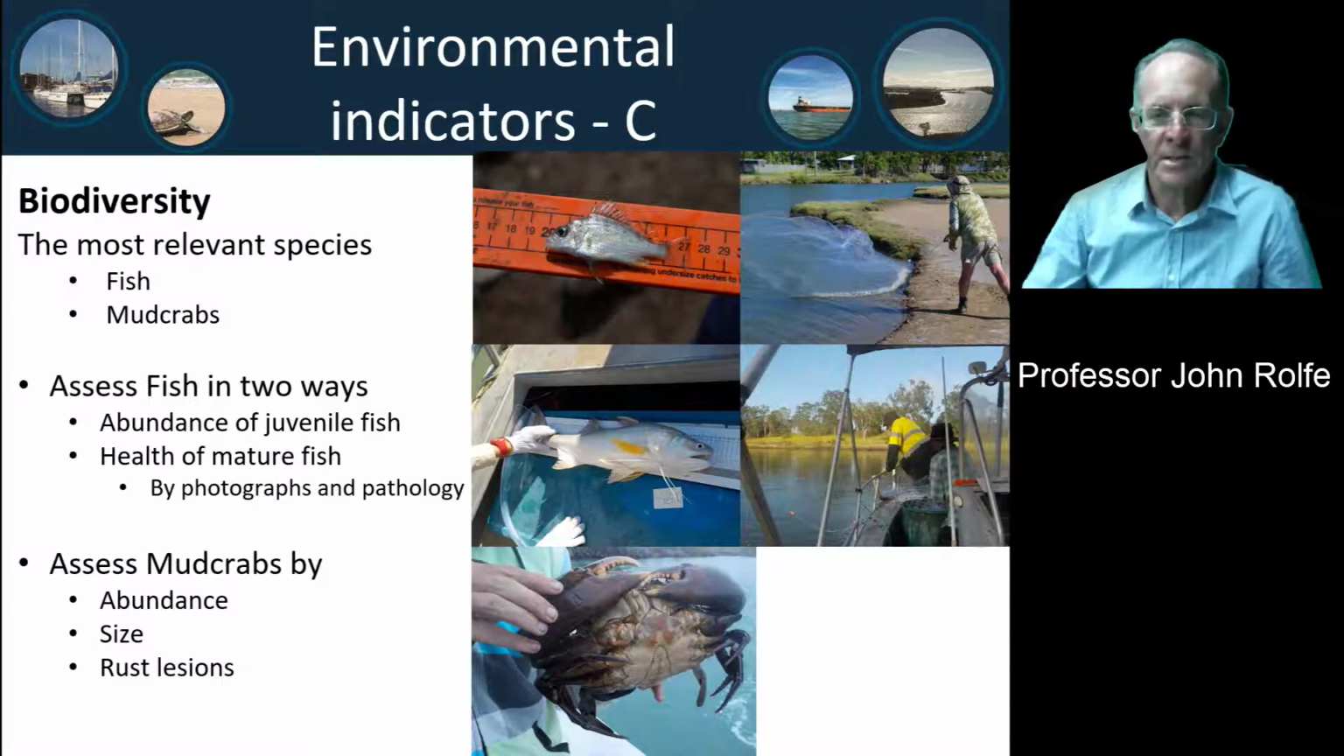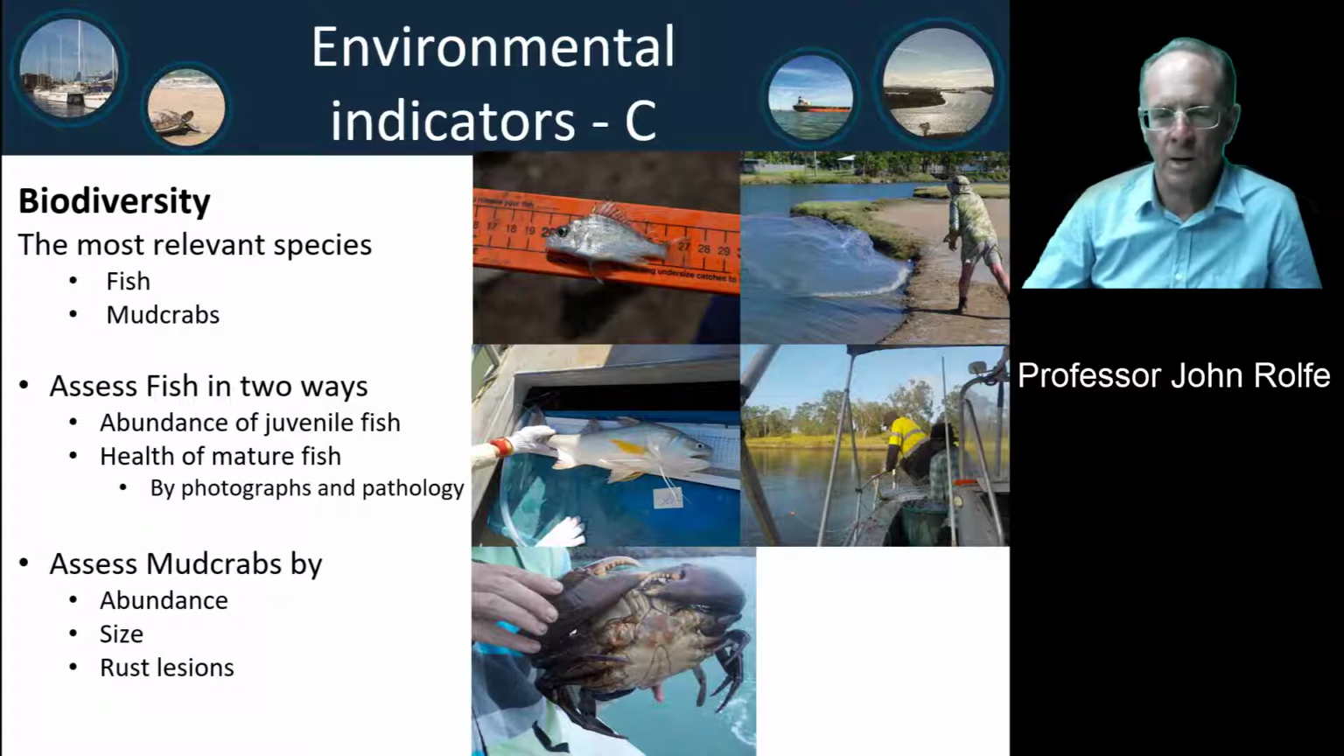Mud crabs are assessed by catch and release programs where the measures capture the abundance of mud crabs, their size, their rust lesions, and the sex ratios, which give a bit of an indicator of the relative abundance of males and females, where only males can legally be taken.